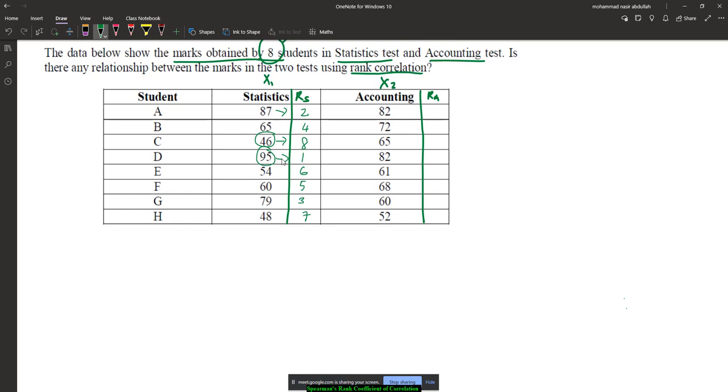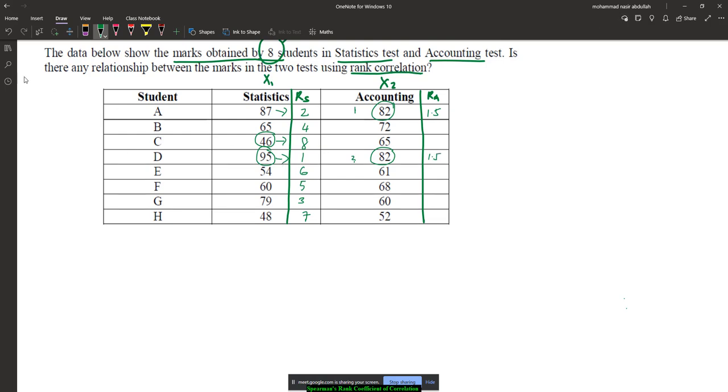right? So we do the same thing for accounting. For accounting, the highest value we have is 82. Here we have 82 twice, right? So this one is going to be number 1 and number 2. So the rank for 82 will be 1 plus 2 divided by 2, which is 1.5. So they will share the same rank value.